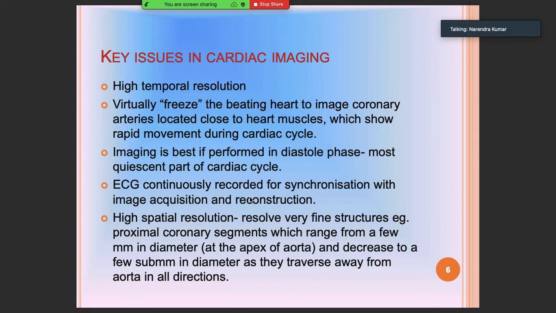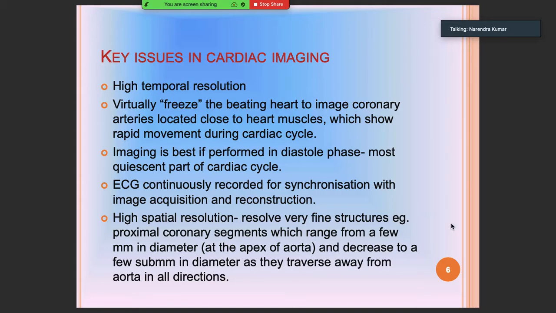So even in the heart, there are two phases. One is systole, the compression phase, and the diastole is the relaxation phase. For the imaging, it is mostly targeted during diastole because this is the quiescent phase, in fact, of the cardiac cycle. And that is why, whenever the recording is being done, the ECG must be continuously recorded for synchronization with image acquisition and also reconstruction as well.